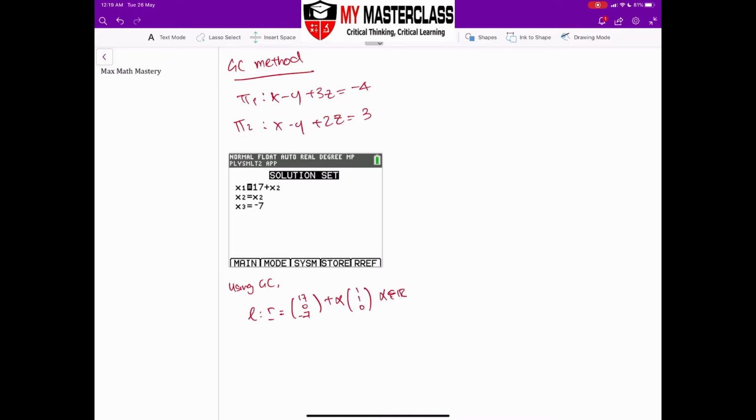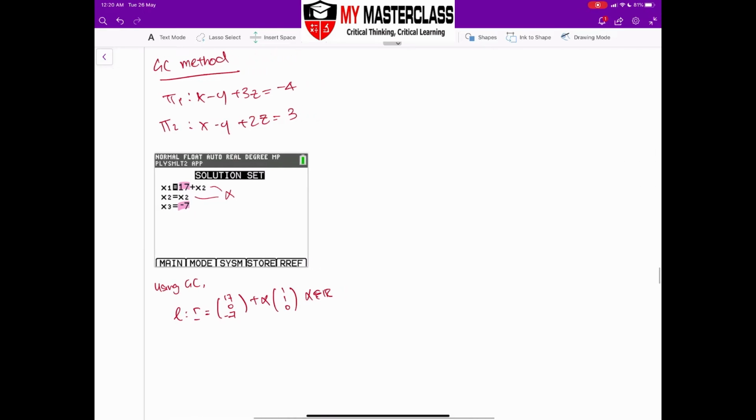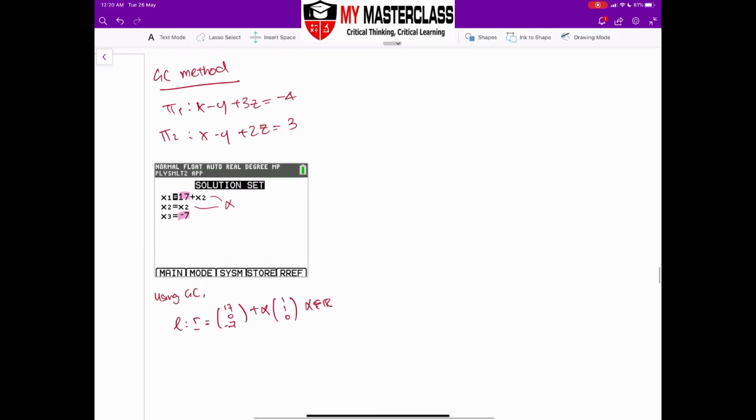How do I actually do this? Very simple. You can take x2 as your alpha. Then the point over here, (17, 0, -7), obviously x2 has no constant, so you can take this as the point of the line. So using the GC, you can immediately find your line of intersection very easily. The GC method is very straightforward. Generally it's about 1 to 2 marks. You should be able to find the line of intersection.